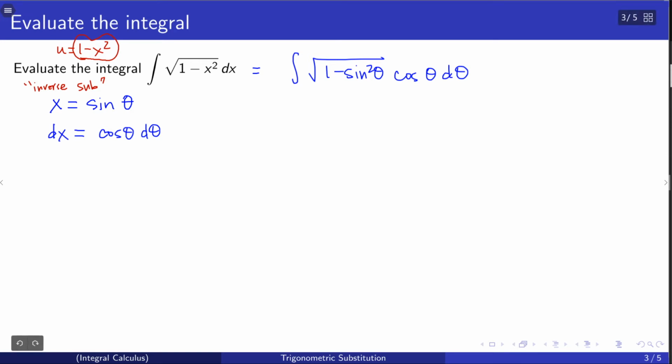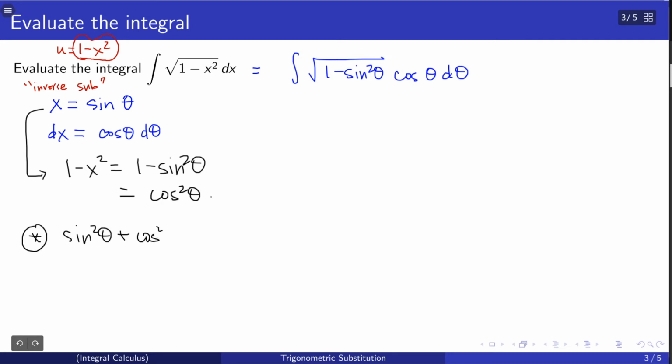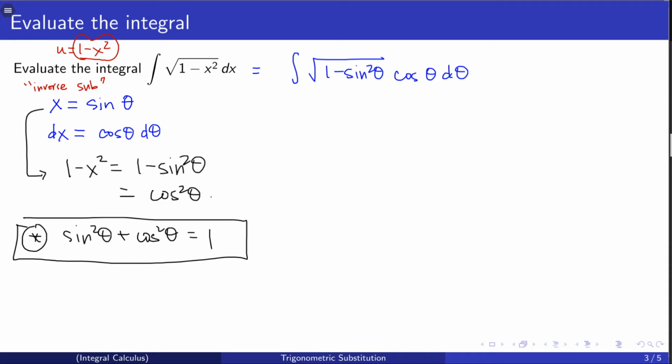Okay, right? So now we have sines, we have cosines, we have square roots. How do we deal with that? Well, the nice thing about making this specific substitution here is that 1 minus x squared, which is 1 minus sine squared theta, we know what that's equal to. That's just equal to cosine squared theta, because of our classic identity, sine squared plus cos squared equals 1. And in fact, this is what makes this substitution work here. Because now, this is just the square root of cosine squared theta times cosine theta d theta.